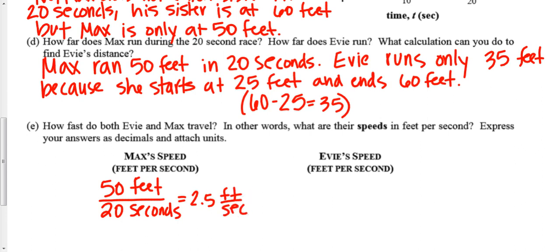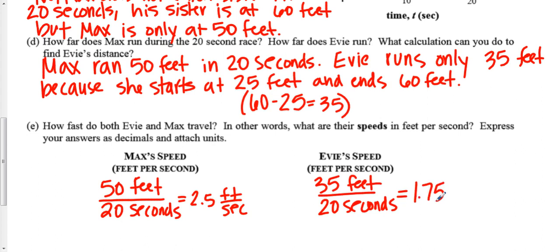We're going to do the same thing for Evie's speed. Evie ran a total of 35 feet in 20 seconds. Again, we're going to take the top divided by the bottom, and she runs 1 7/75 feet per second. Okay, so again, even though Evie won the race, Max was running faster.